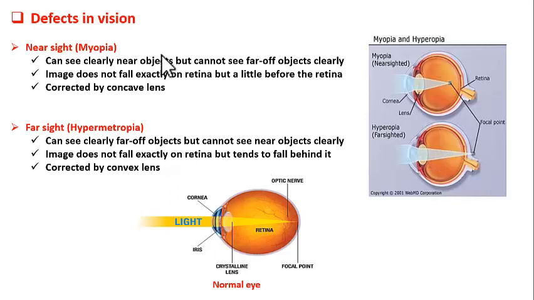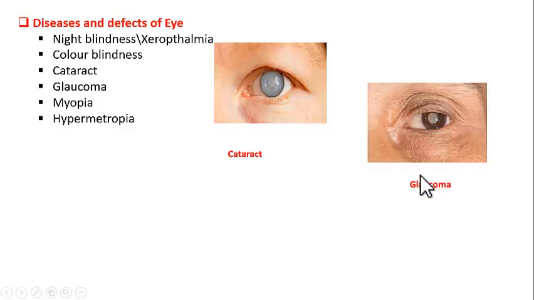Understood, students? So this is about defects in vision. I hope you all understood what are the diseases and defects of eye clearly. Thank you.